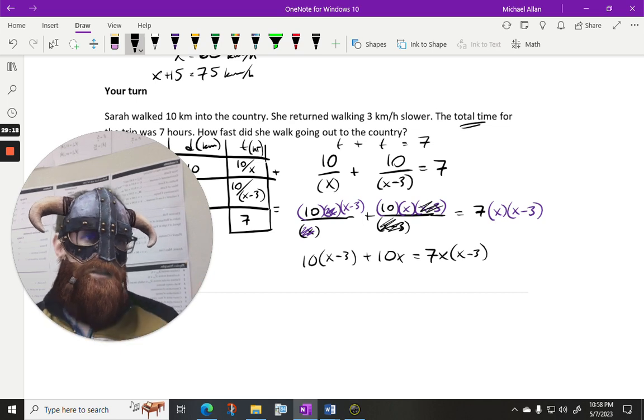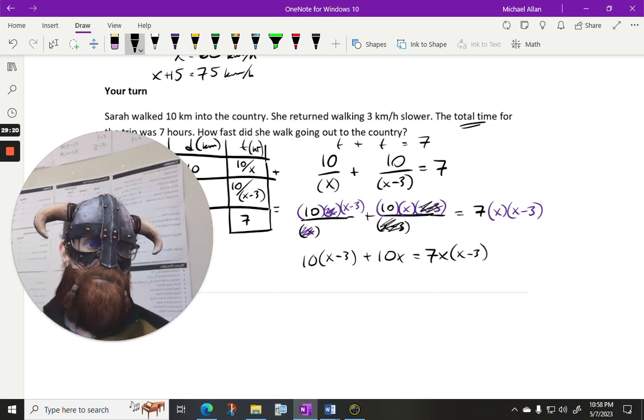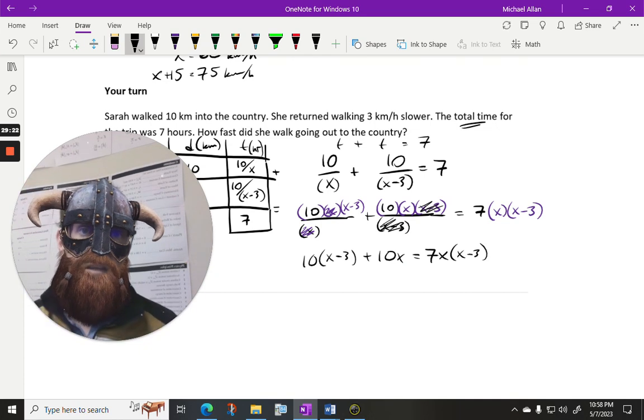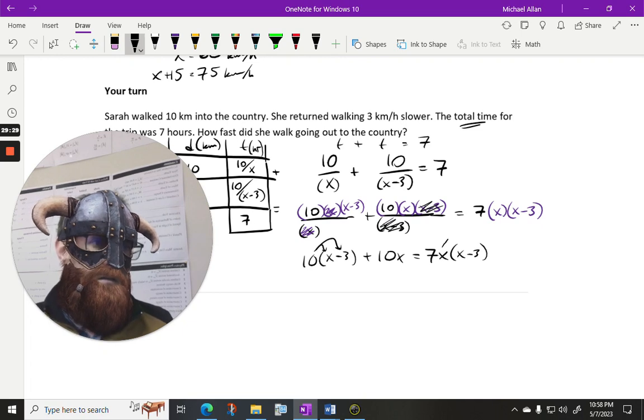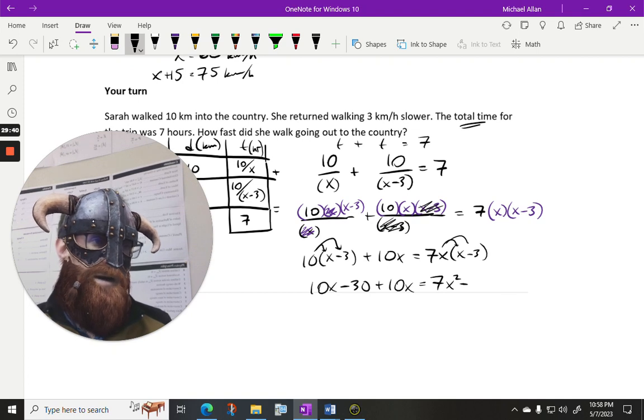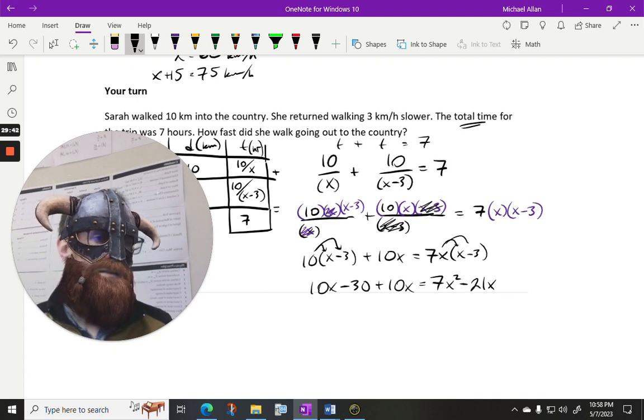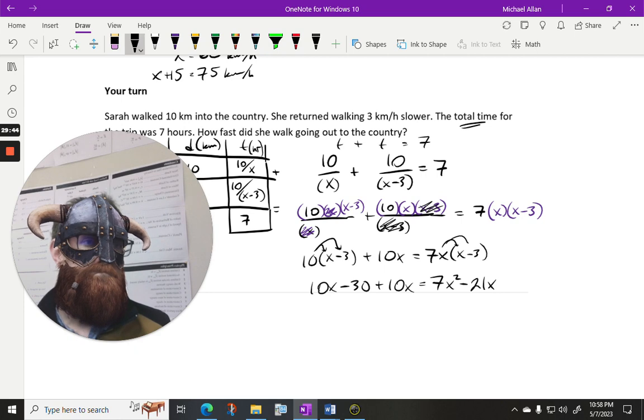All right, I'm just going to start multiplying things out, just like we did in previous questions, and solve for x. Let's see what we have. We got 10x minus 30 plus another 10x. And over here we got 7x squared minus 21x. Now, we have a quadratic. How do we solve a quadratic?